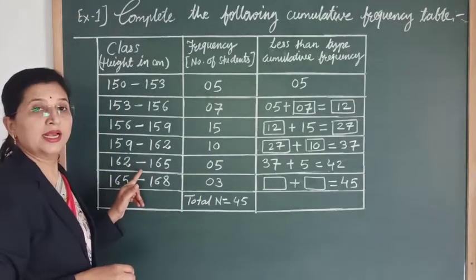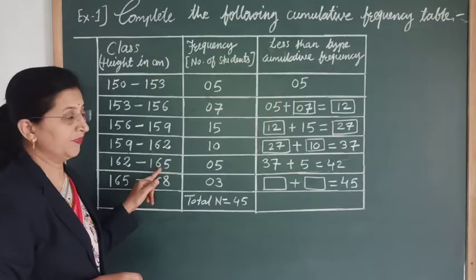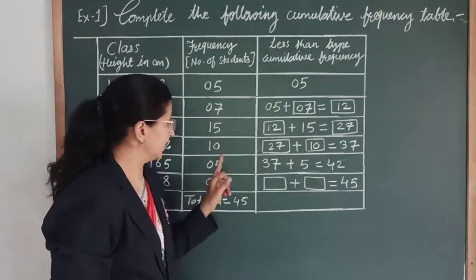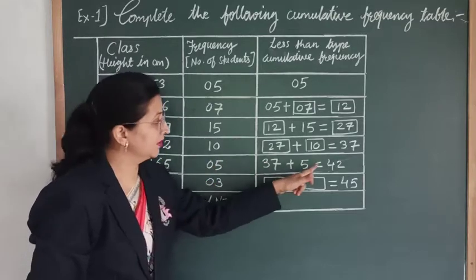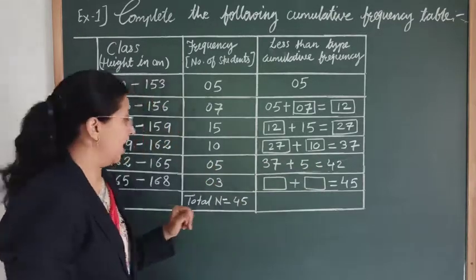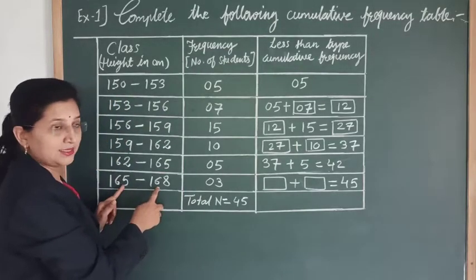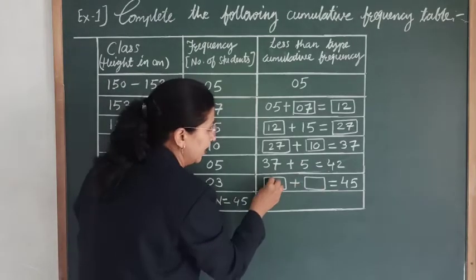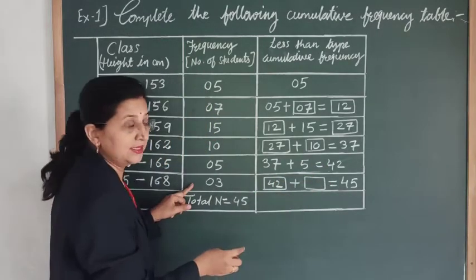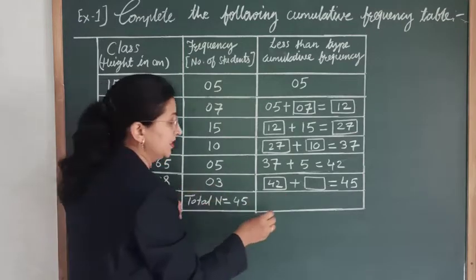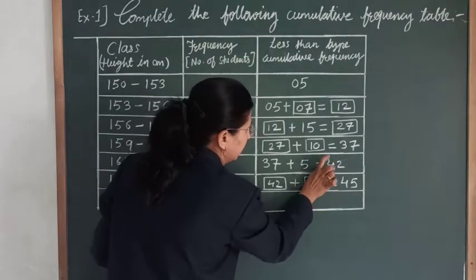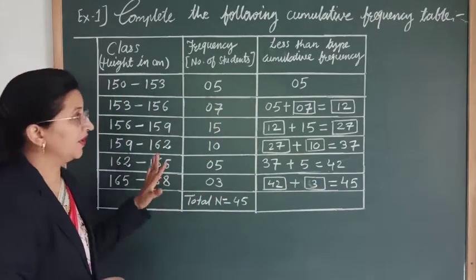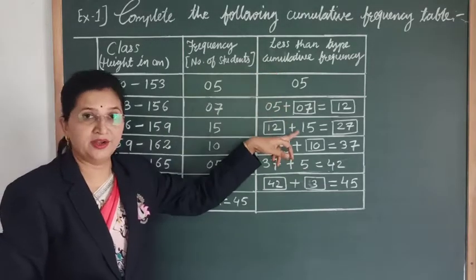Then the cumulative frequency of the class 162 to 165. That is 37, the cumulative frequency of the previous class, plus the frequency of the same class, 5, so 42. Now the cumulative frequency of the last class, 165 to 168. How do we write that? The cumulative frequency of the previous class plus the frequency of the same class. 42 plus 3 is 45. So in this way we can complete the less than cumulative frequency.